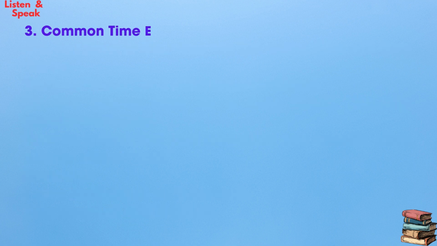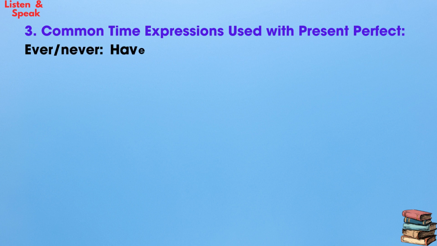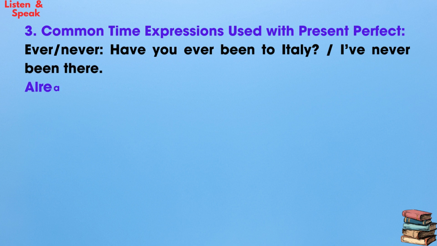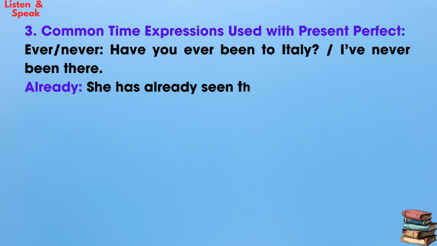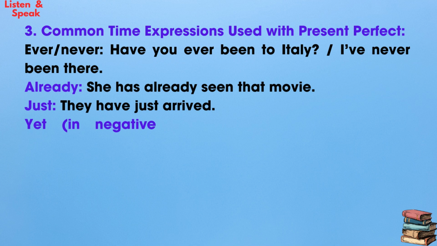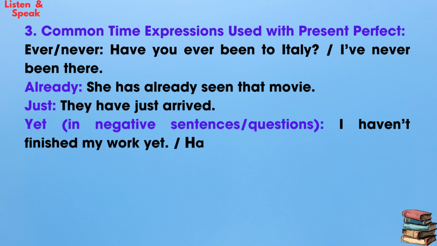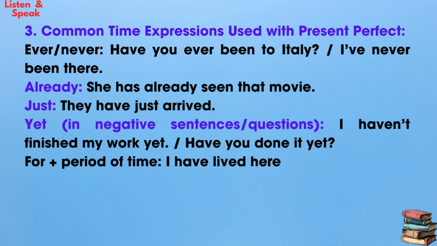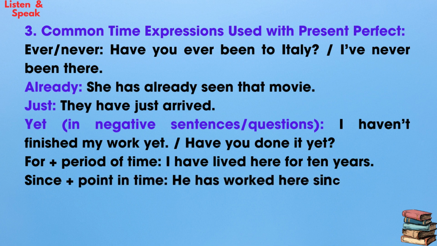3. Common time expressions used with present perfect. Ever, never: Have you ever been to Italy? I've never been there. Already: She has already seen that movie. Just: They have just arrived. Yet, in negative sentences and questions: I haven't finished my work yet. Have you done it yet? For, period of time: I have lived here for 10 years. Since, point in time: He has worked here since 2020.